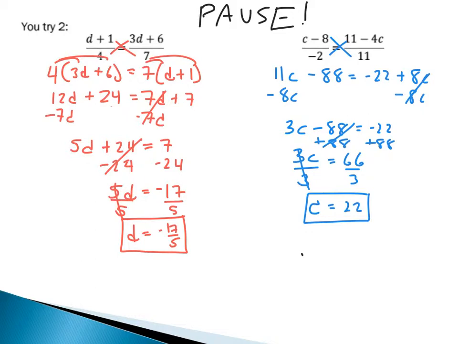Next one I have, this one I did a shortcut. I'm going to multiply negative 2 times this entire term. So what I did is distributed right away. So negative 2 times 11 is negative 22. Negative 2 times negative 4c is positive 8c. Then I did 11 times c, which is 11c. 11 times negative 8, which is negative 88. I brought the 8c across by subtracting to give me 3c minus 88 equals negative 22. Then I added 88, divided by 3, got c equals 22.